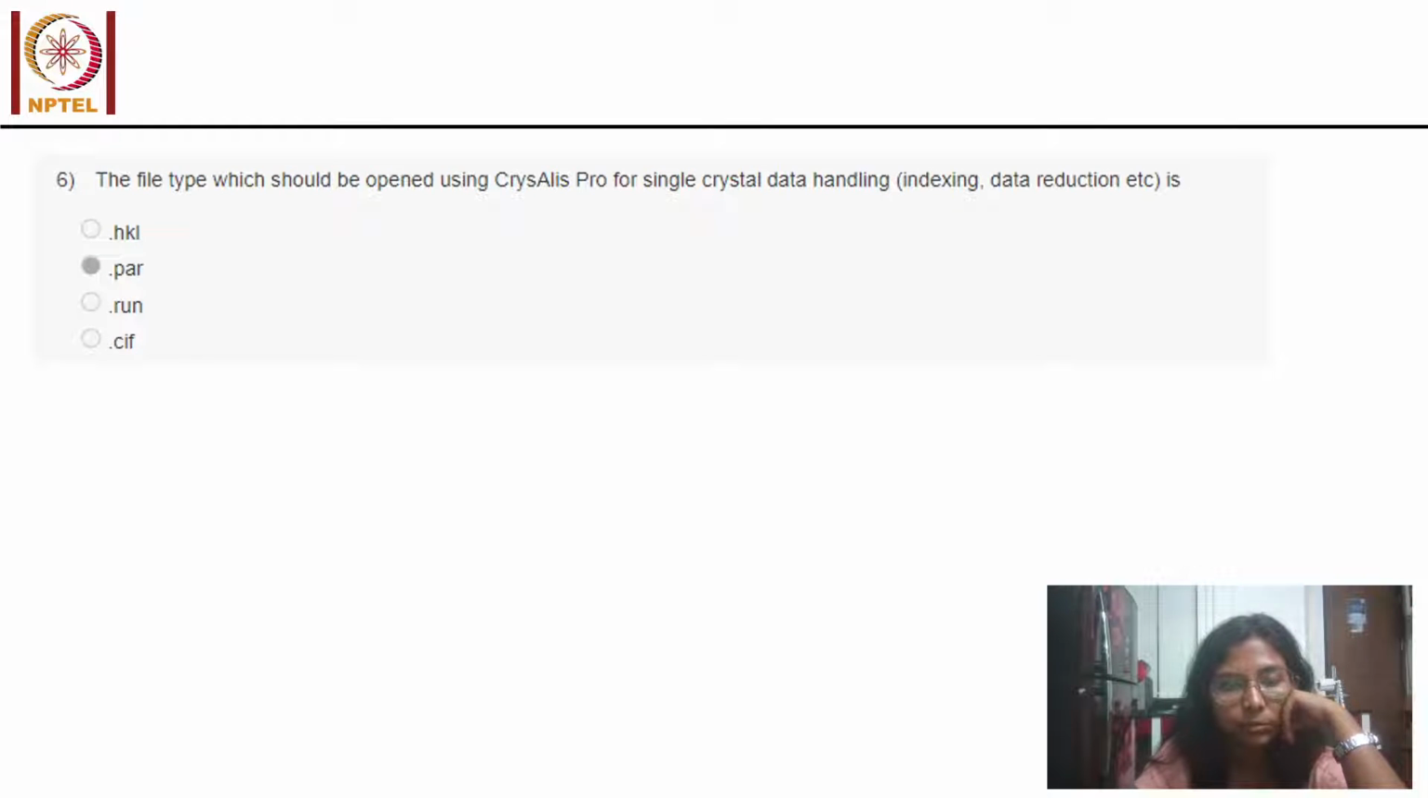So then we come to the next question. So this is also a very easy question. The question says that the file type which should be opened using CrysAlisPro for single crystal data handling, that is indexing, data reduction, etc., is, so it should be .par.